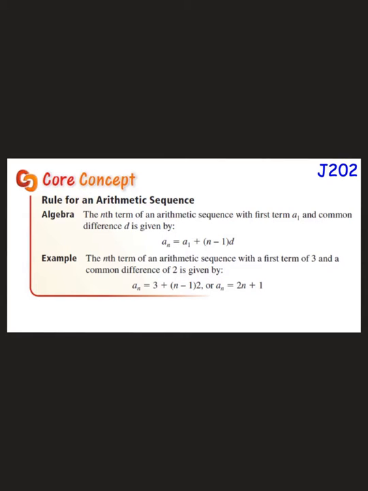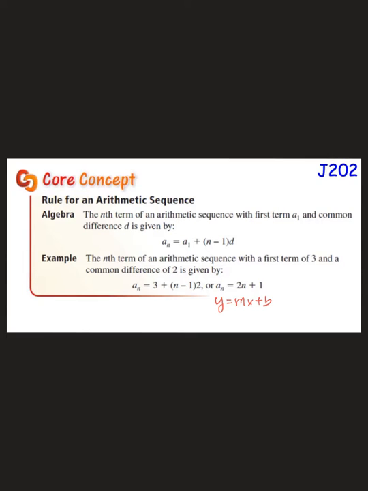The nth term of an arithmetic sequence with the first term of 3 and the common difference of 2 is given by a sub n equals 3 plus n minus 1 times 2. And if we simplify this, we are getting a form of a sub n equals 2 times n plus 1. This is the same thing as the slope-intercept form of a line, which is y equals mx plus b.